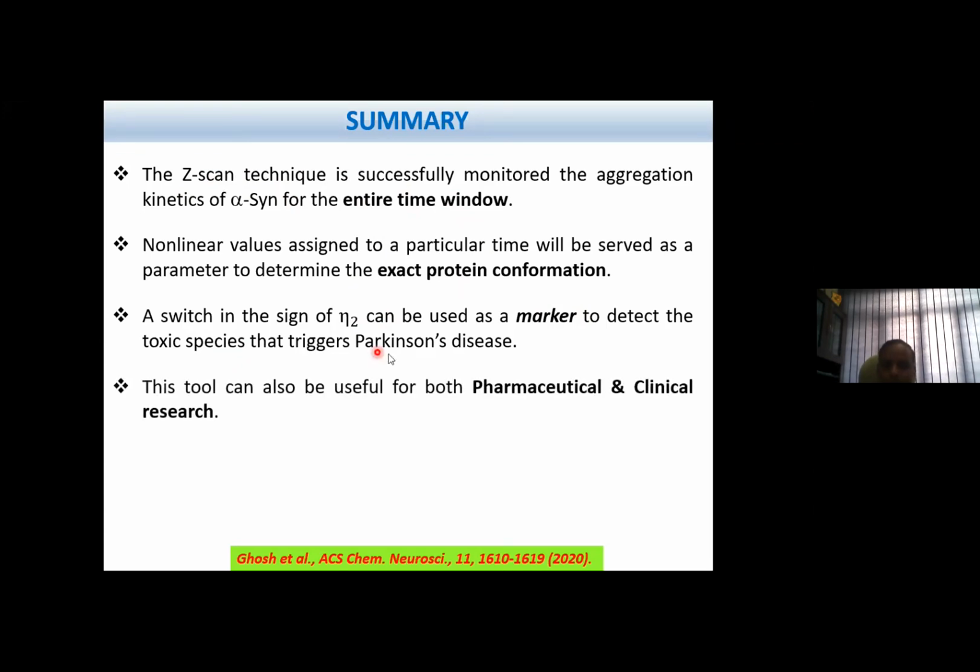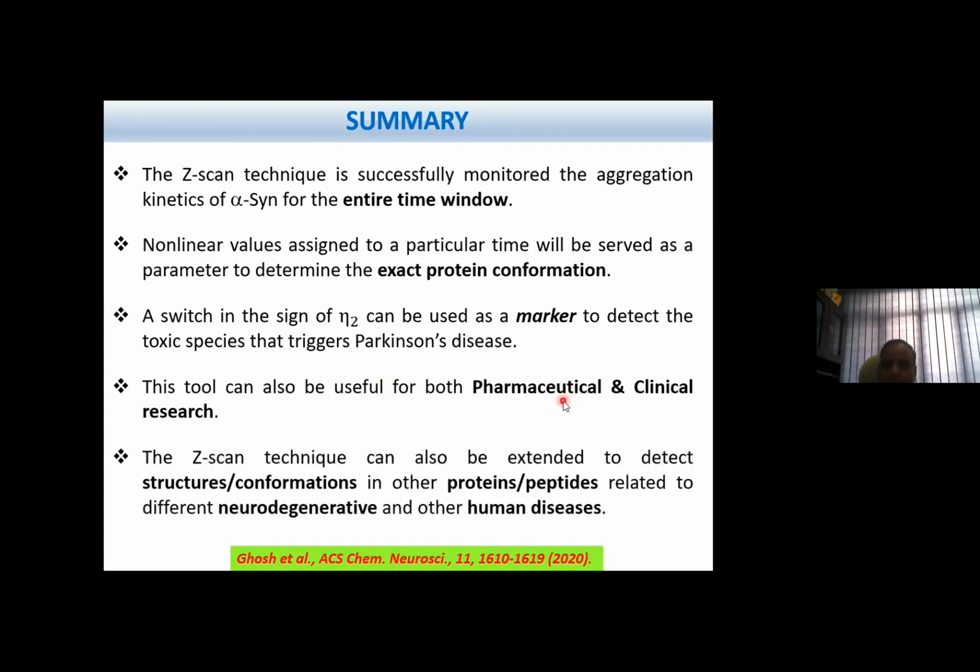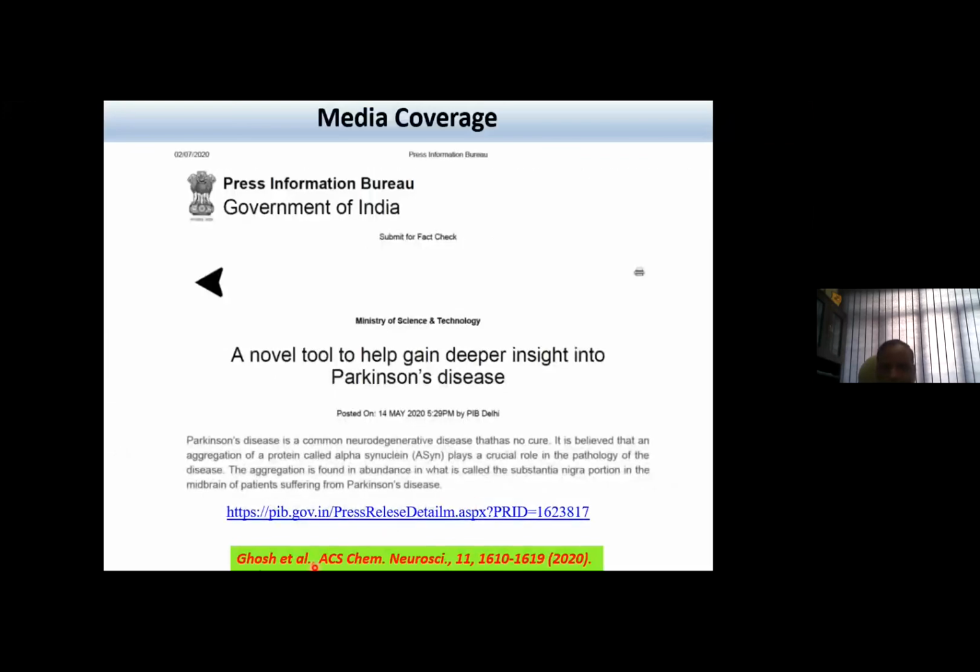This technique has a very wide application in pharmaceutical and clinical research. We hypothesize that this can be extended not only to alpha synuclein but to all sorts of proteins, if they possess nonlinearity, for neurodegenerative or other human diseases. As I said, this work was recognized by the government of India in the Press Information Bureau, and also by several news media in India.